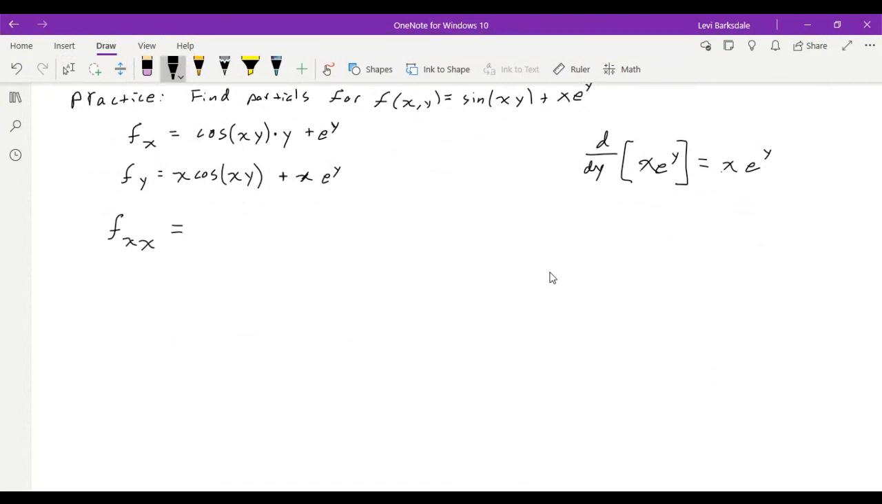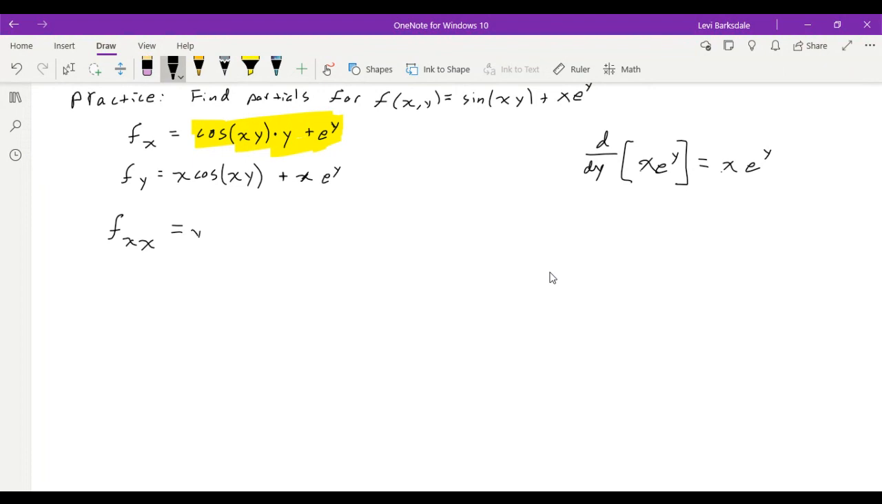For example, the second derivative with respect to x twice would be the derivative with respect to x of this first derivative with respect to x. So we take this function here and take the derivative with respect to x. If we did that, we would take the derivative of y cosine of xy with respect to x.